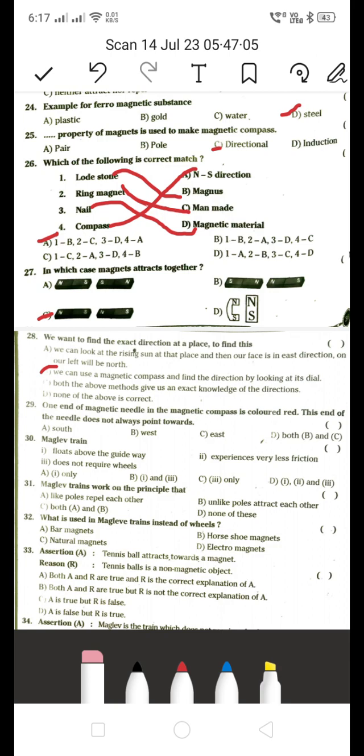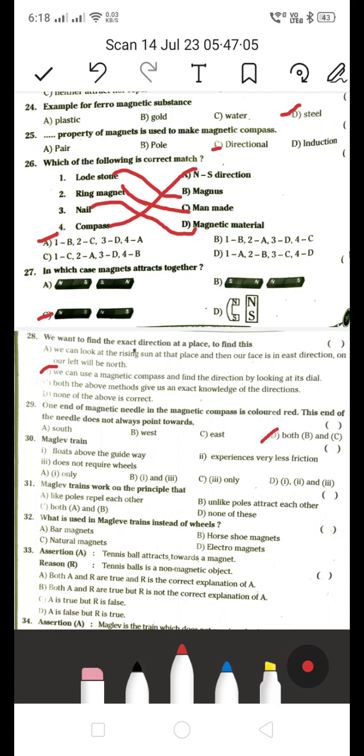One end of the magnetic needle in the magnetic compass is colored red. This end of the needle does not always point towards which answer? The answer is both B and C, west and east. This is the right answer. It does not always point towards west and east.